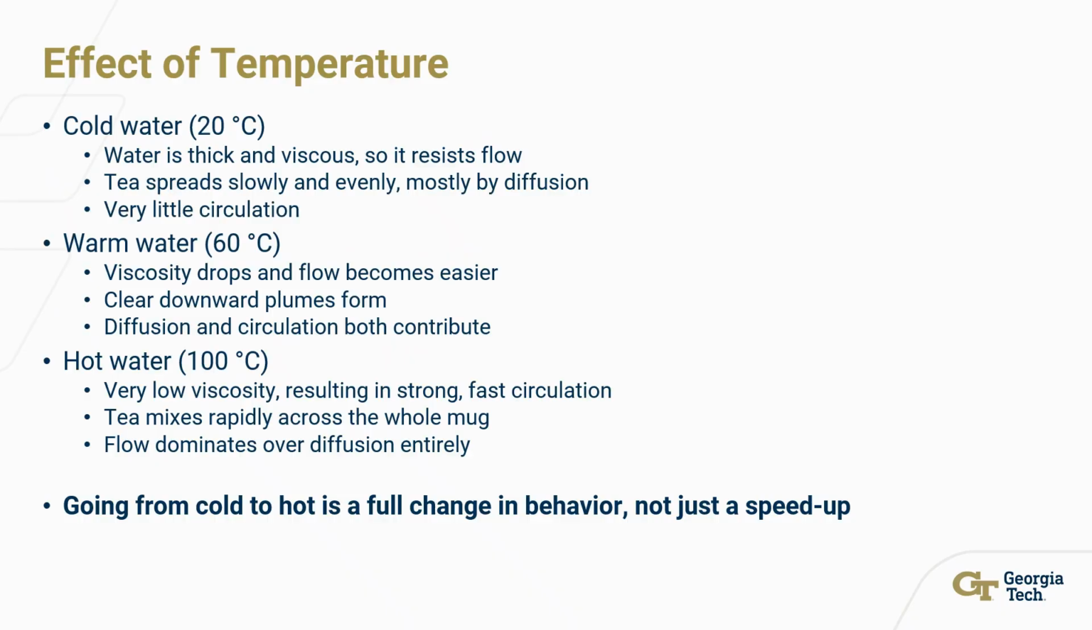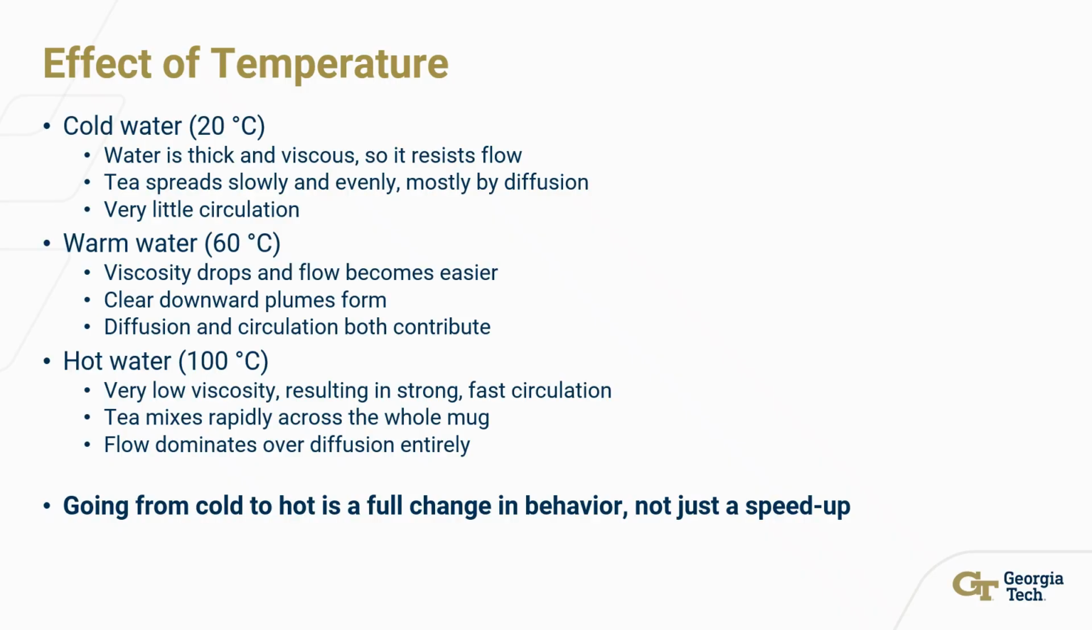We also added some temperature sliders to see the effect of temperature on the system. You would think that heating the water would make everything happen faster because molecules are vibrating faster, which makes diffusion speed up, which is true, but we saw something a bit more complex. For cold water, which we said was 20 degrees Celsius, the water is actually really thick and viscous, and the high viscosity resists the buoyancy of the tea. The fluid can't easily flow, which means that the tea spreads slowly and evenly, mostly through diffusion, and we get very little circulation.